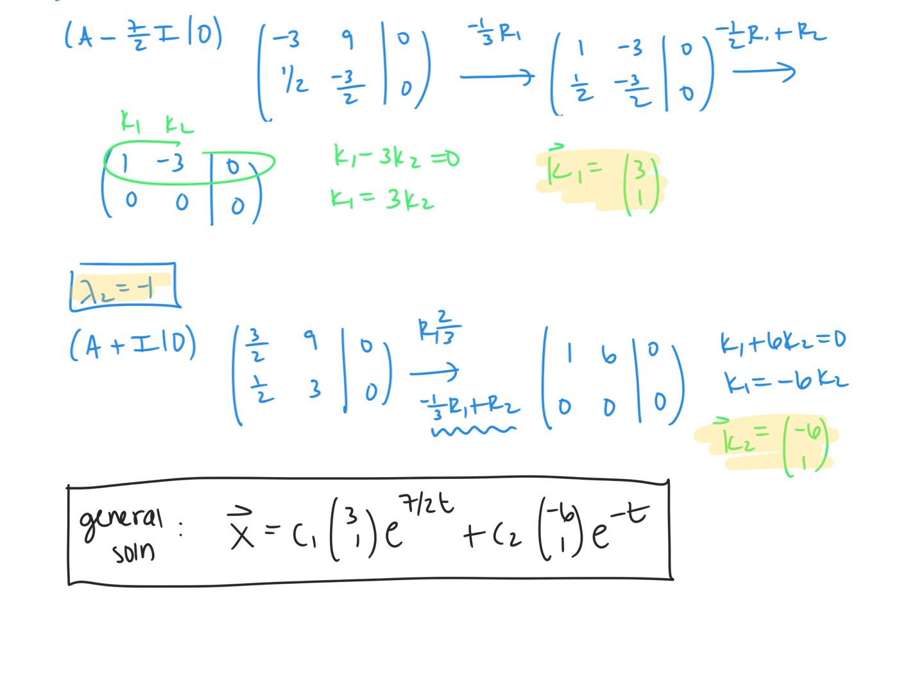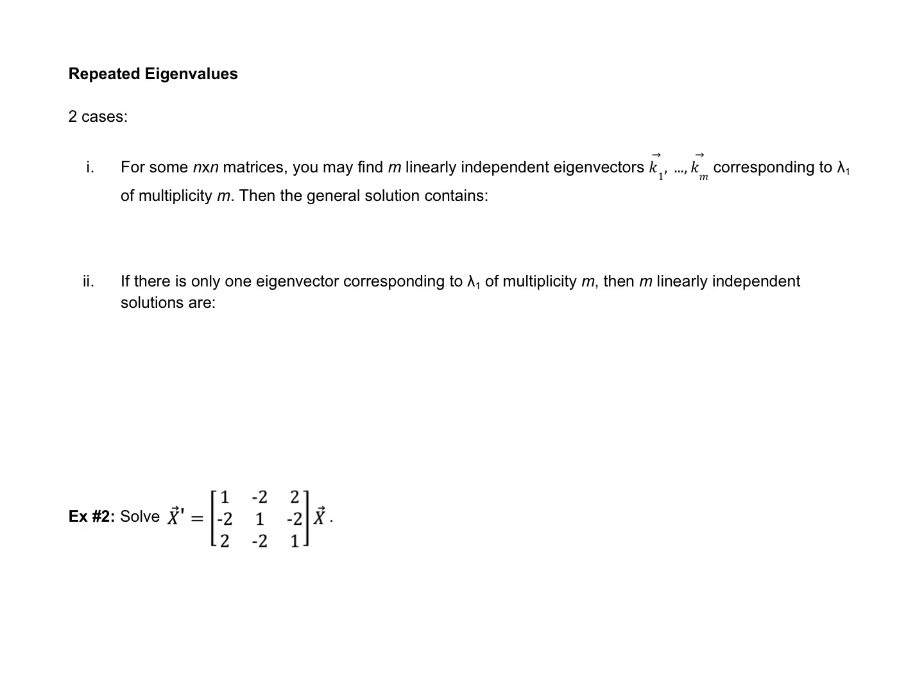So that is the first case. Now let's look at what happens if we have eigenvalues that are not distinct, or maybe not real. That's what we'll get to also. So now we're going to look at what happens when we have repeated eigenvalues. When we have repeated eigenvalues, there's actually two cases.